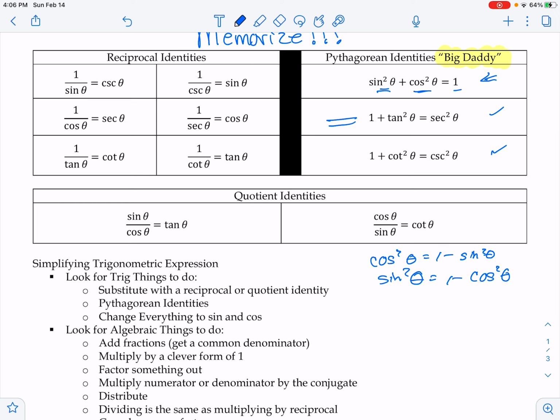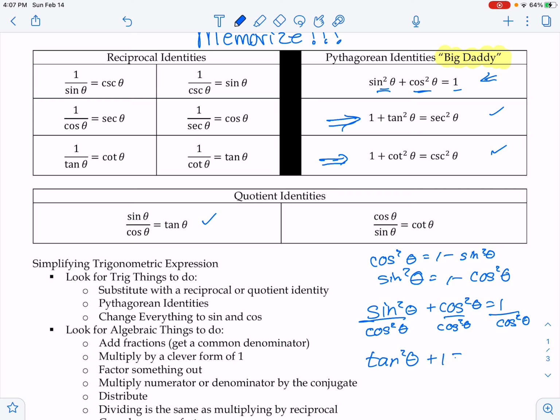How did they get these Pythagorean identities? Well, if you take the first one, sine squared plus the cosine squared equals 1, and you divide everything by the cosine squared. Okay, sine squared over cosine squared is the tangent squared. That's your quotient identity. The cosine squared over the cosine squared is 1. 1 over the cosine squared is the secant squared. Okay, so there's one of them.